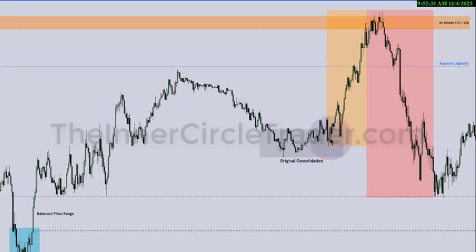But if it's an inversion fair value gap, it means it's going to go above it, come back down, and use it as a discount array. And it's inside of the original consolidation and rallies. Takes the buy side, trades the 60-minute fair value gap SIBI.